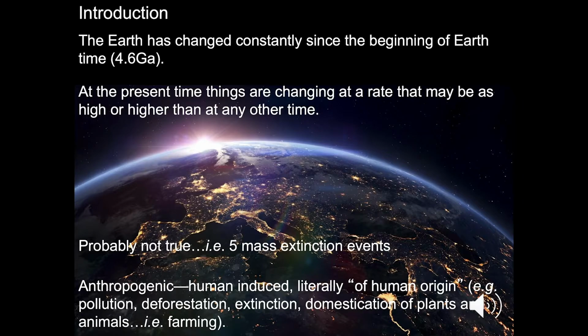The term anthropogenic is important here in that it implies human-induced. Literally, it means of human origin. And it describes things such as pollution, deforestation, extinction, domestication of plants and animals, also known as farming.